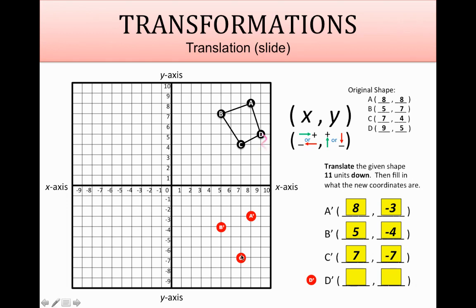And then you would do the same thing for the last point, D. You would count down 11 units from where D is, and then you would click your D prime and drag it over here. All right, 1, 2, 3, 4, 5, 6, 7, 8, 9, 10, 11. That's where it goes. All right, and then you would get the coordinates for it. So that's 9 to the right, and then 6 down. So 9 to the right would be a positive, and 6 down would be -6.